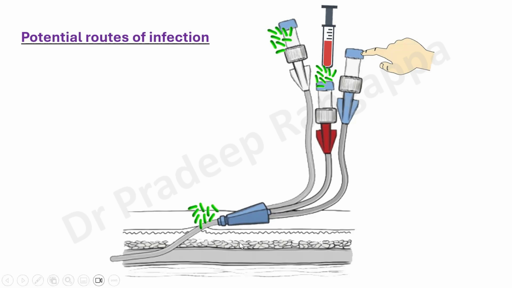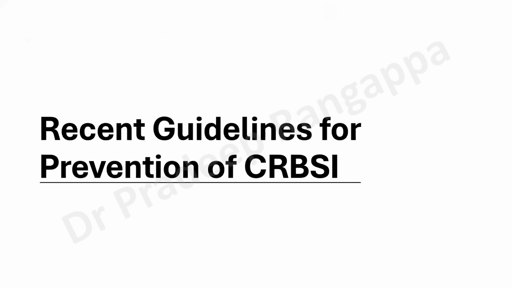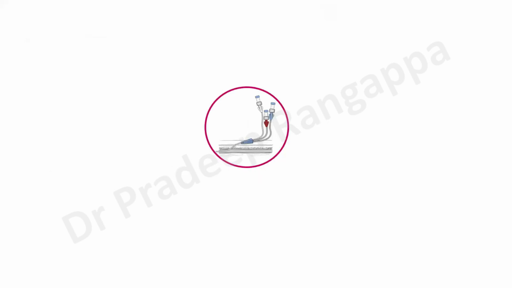So our whole effort is how we minimize the colonization at the entry port, how we minimize the colonization at the catheter hub, how we take precautions while drawing blood, and how we minimize the manipulations or the handling of this catheter hub. And obviously, there are risk factors which we'll talk about. So what are the guidelines for prevention of this? Our whole talk is on how we minimize or prevent CRBSI, right?